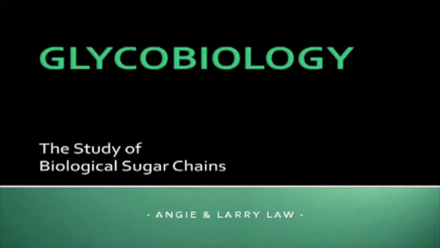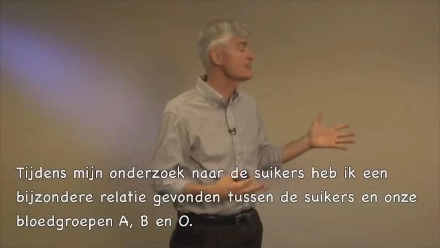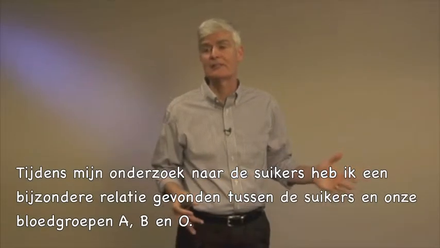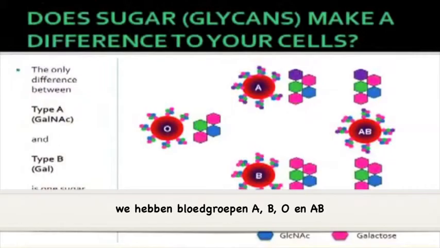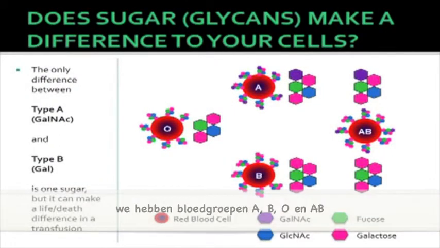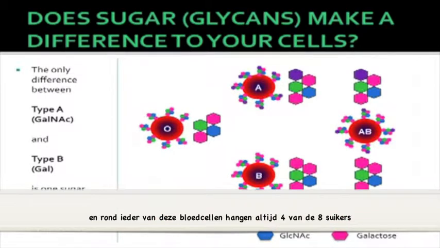Most exciting and interesting information that I discovered as I started to investigate these sugars has to do with the ABO blood typing system that we use across the world. We have type A blood, type B, type O, and type AB. And surrounding each of these red blood cells, I have a legend down here at the bottom that you can see. 4 of these sugars, there are 8, as Angie mentioned, 4 that surround red blood cells.